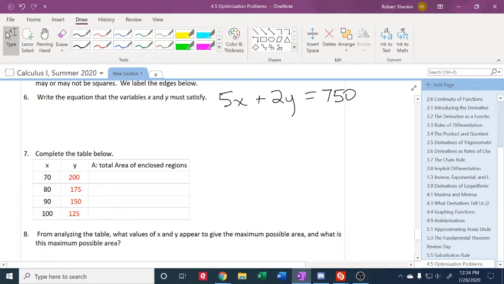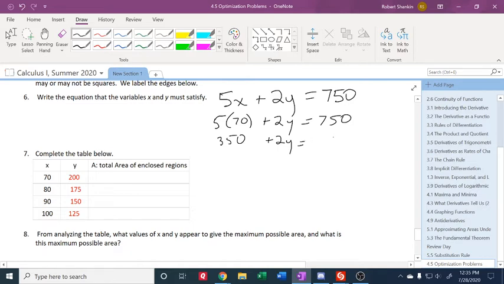That's right. And then the equation up here would look like 5 times 70 plus 2y equals 750. And this is 350. Subtract 350 from both sides, and then 400. Divide by 2, y is 200. Okay. And that's what I did with each one of these. Okay, that makes sense.